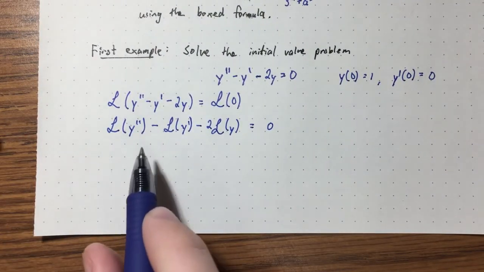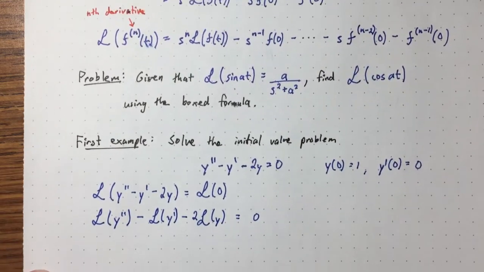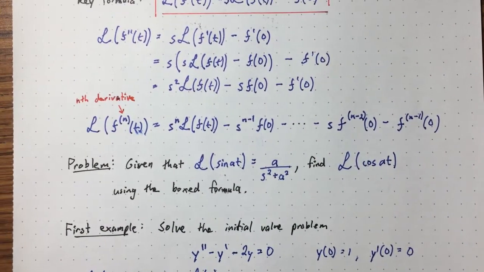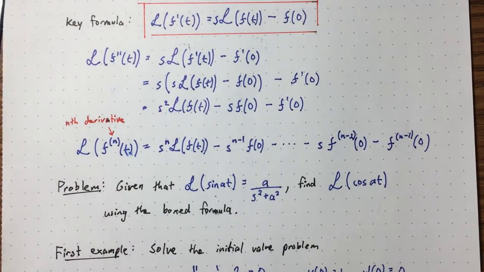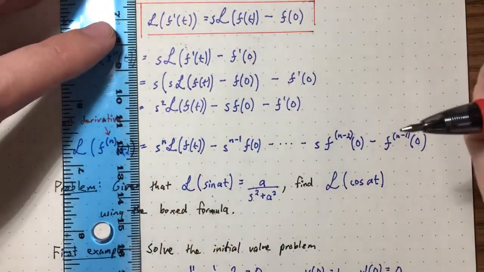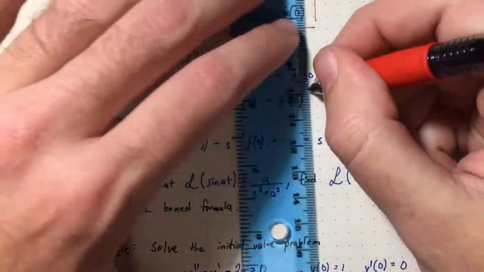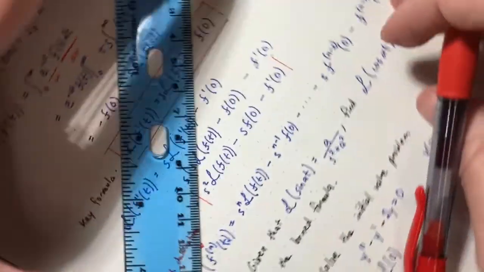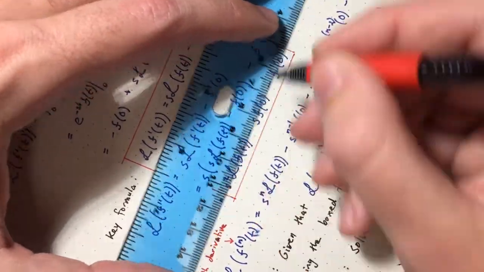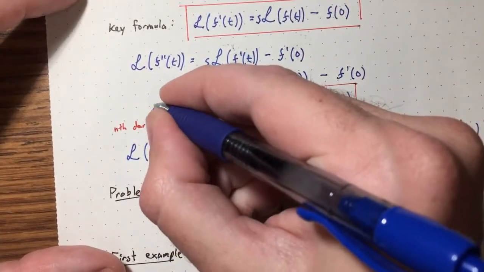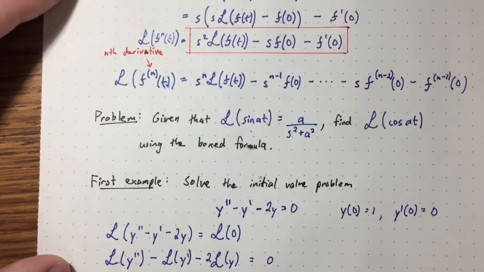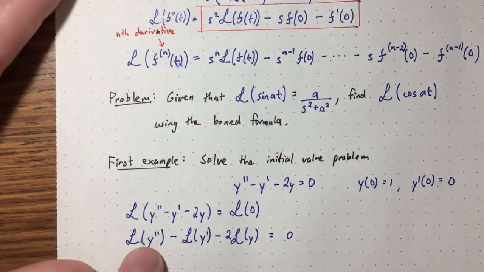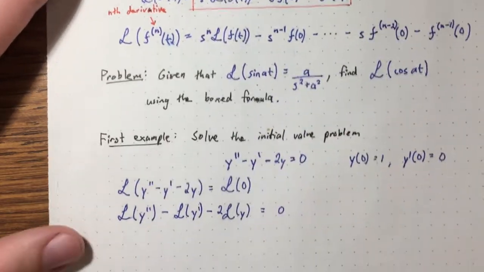Okay, now do you see what we're going to do? We're going to use our key formulas. Okay, so here's the first one. Let's actually box the second one too, because we're going to be using this whenever we see a second order differential equation. So yeah, again, this was L of f double prime of t. Okay, so let's use this formula to rewrite L of y double prime in terms of just L of y.